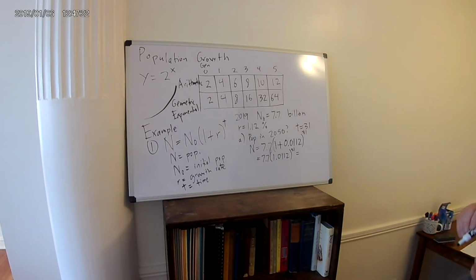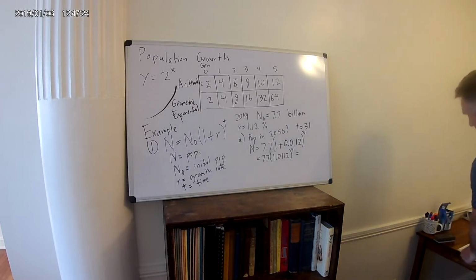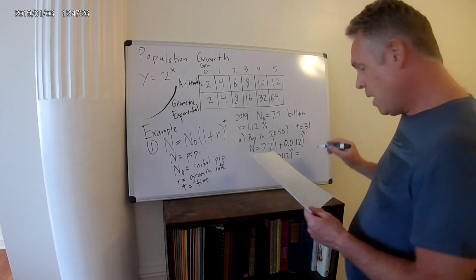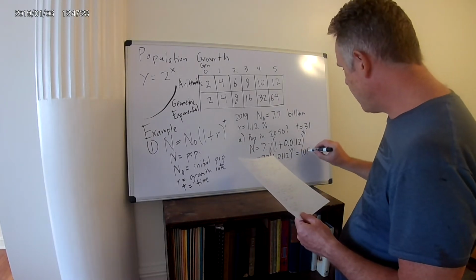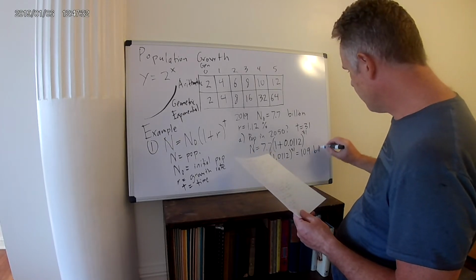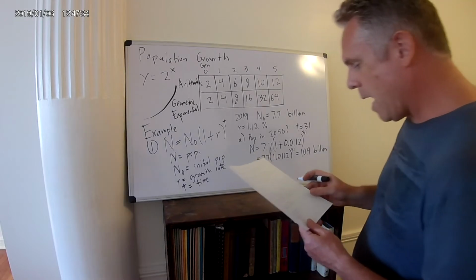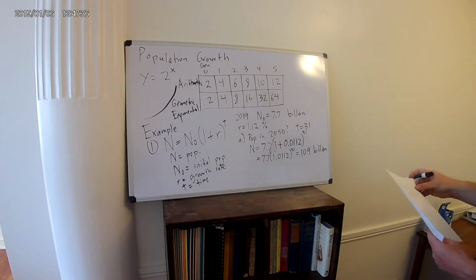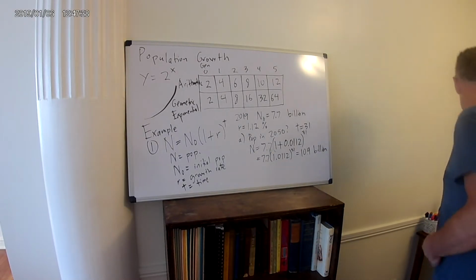And this is going to give us our world population. You guys can check this in your calculators. This comes out to 10.9 billion, okay? 10.9 billion people in 2050. We currently have 7.7 billion.